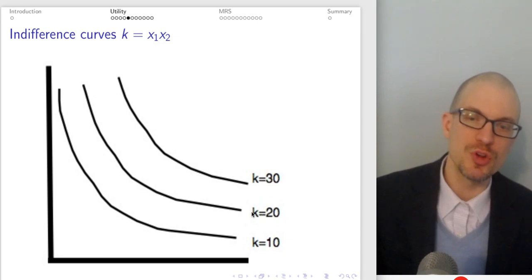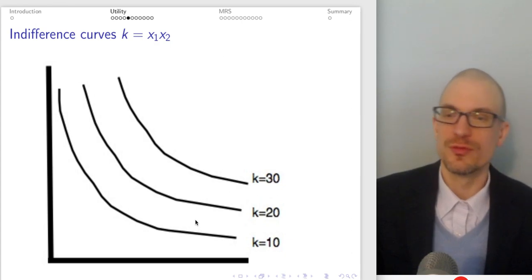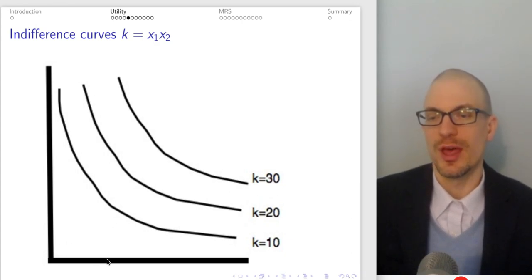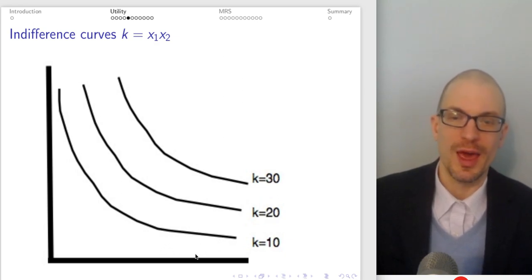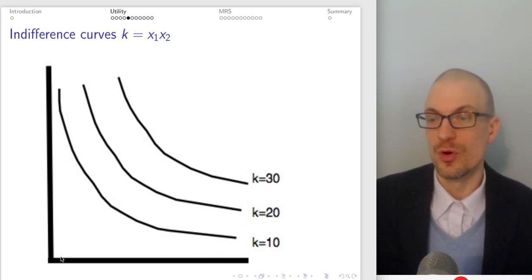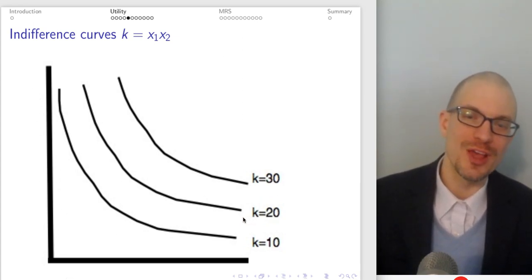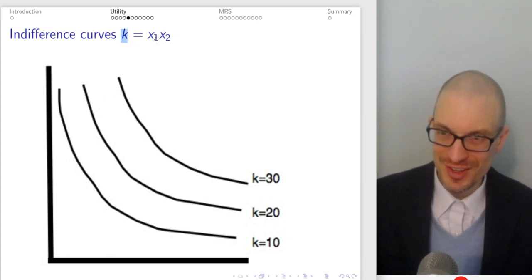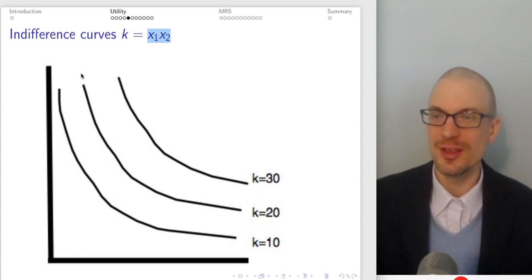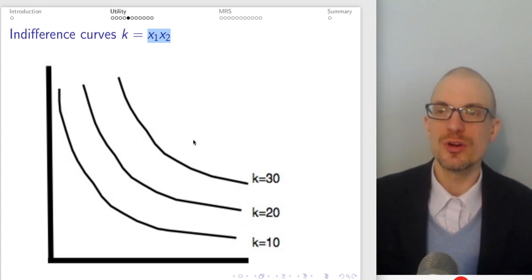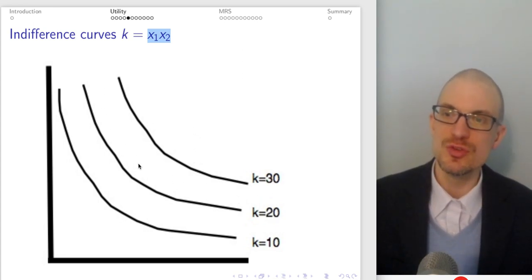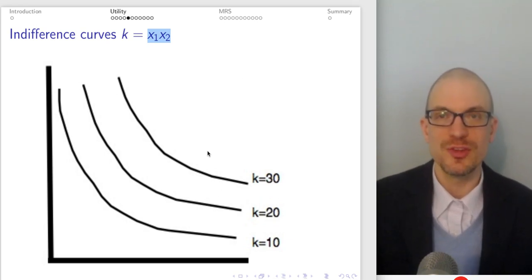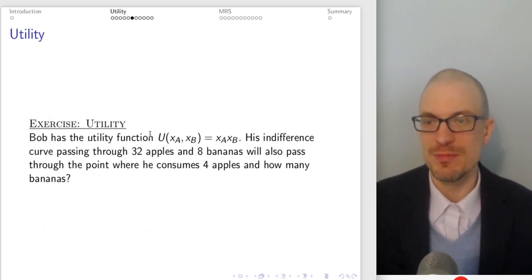Think about which bundles are going to be on, say, k equals 20. It's where x1 is 4 and x2 is 5, or where x1 is 5 and x2 is 4, or x1 is 20 and x2 is 1, or x1 is 1 and x2 is 20. All the ways to multiply to get 20, because k of 20 is equal to x1 times x2. That's what the level sets of the utility function give us, and that's what our indifference curves give us. We are going to represent our utility functions graphically using level sets, using our indifference curves, because that's going to help us draw pictures to solve our utility maximization problem.